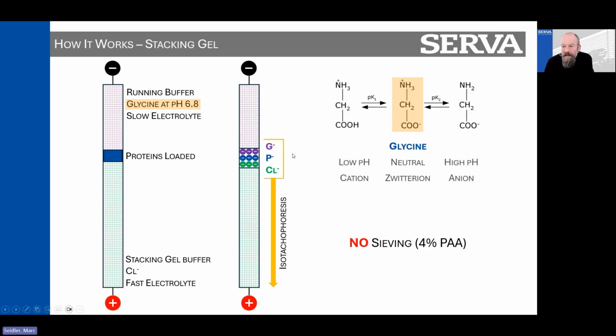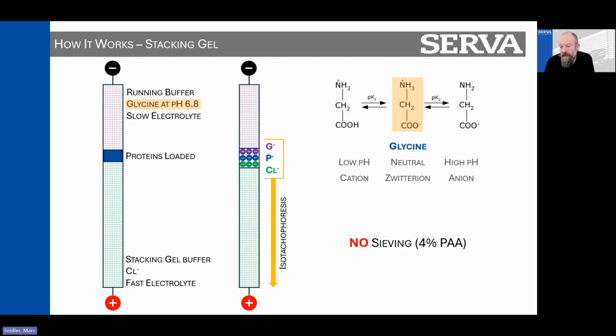And this is the effect in your stacking gel when you see that you have a razor sharp running border moving slowly towards the separation gel. It should be like that. If you do not have a razor sharp band, then there is something wrong. Just to mention, you don't want to have a sieving effect.